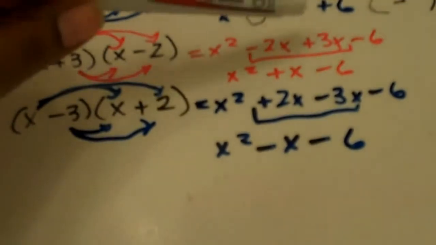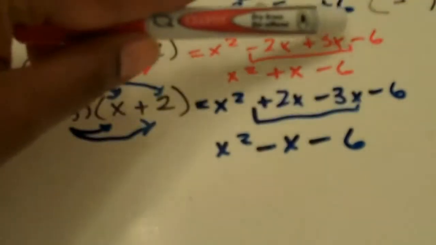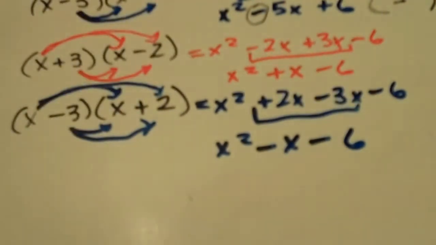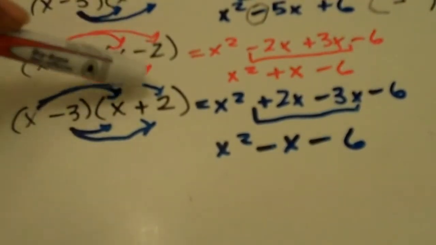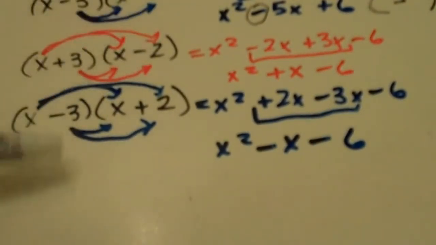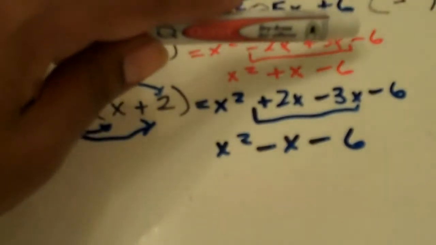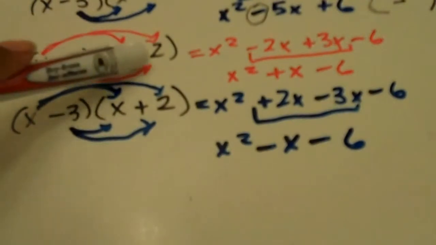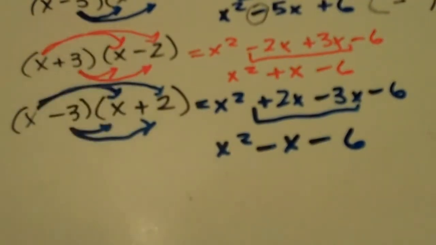So if we look at the last term in both of these, negative 6 and negative 6, both of them are negative. And this is because in each problem here, I had opposite signs. So when we look at the last term and we see a negative, we know automatically that it's going to be opposite signs when we factor the expression.